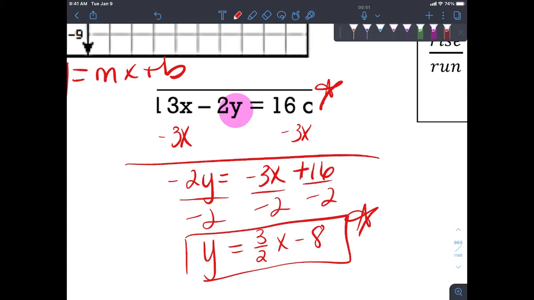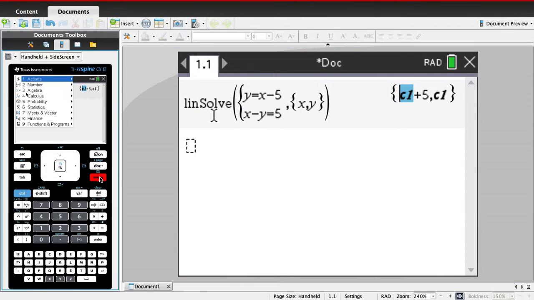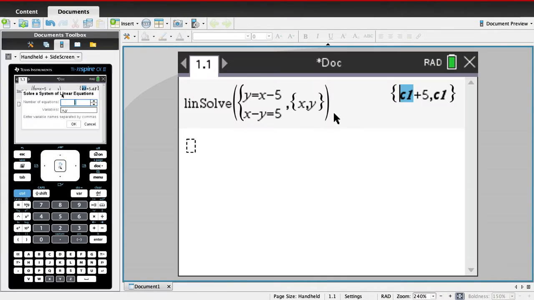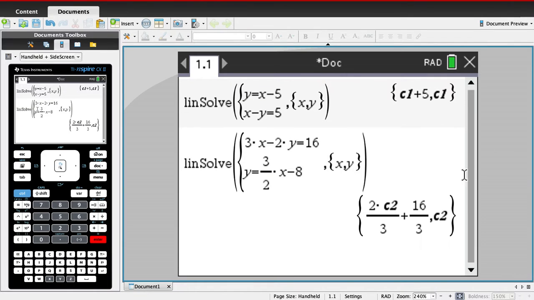I just want to verify that I did this correctly. So let's go ahead and run a linsolve on this. So menu, algebra, solve system of linear equations. I'm going to hit OK. Let's put in that original one. Let's put in the one that we derived. And I got a C.